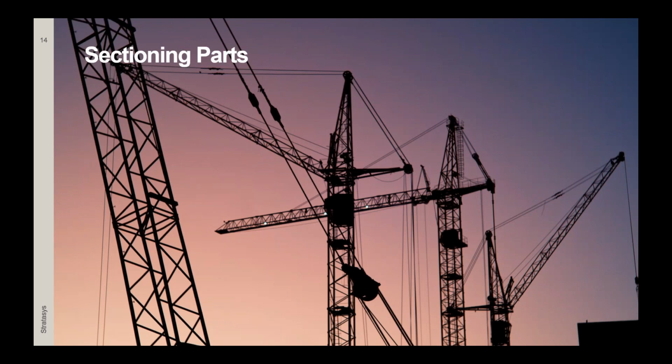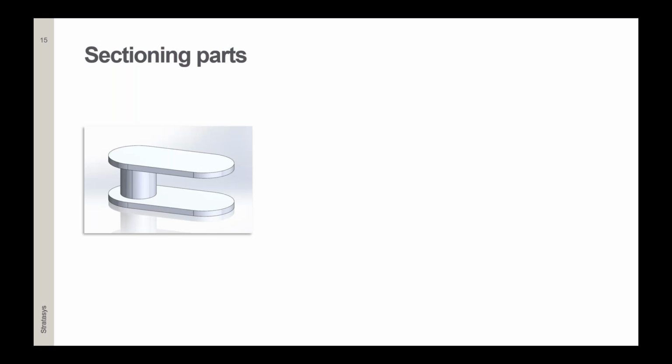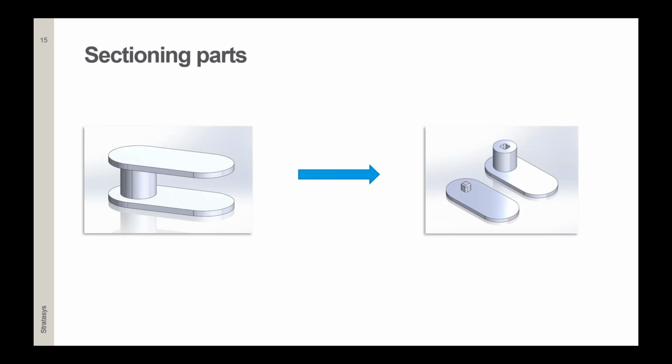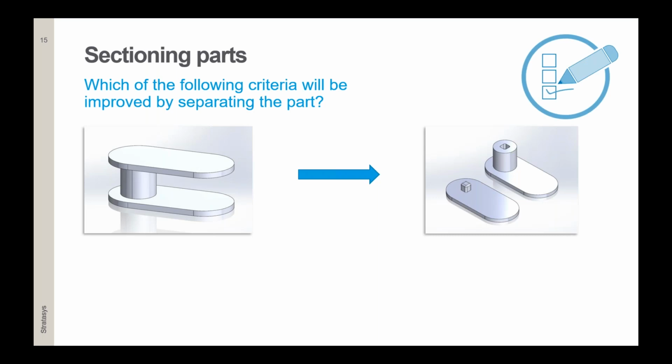So our next topic is about part sectioning. You see we have this simple example part on the left side, and let's separate this part in two, like this, using a pin for connecting them later. This part, as it will be printed as it is, and I would like to ask the audience which of the following criteria will be improved by separating parts.